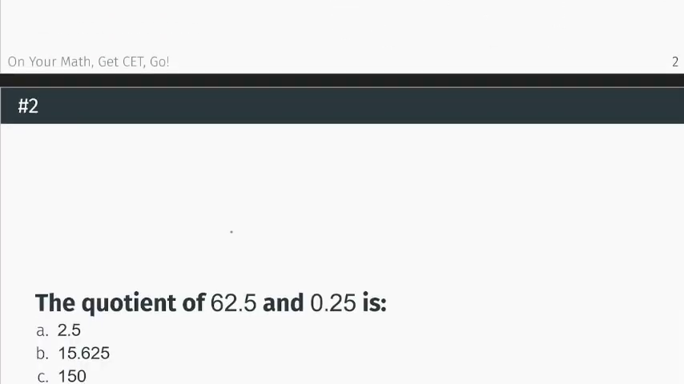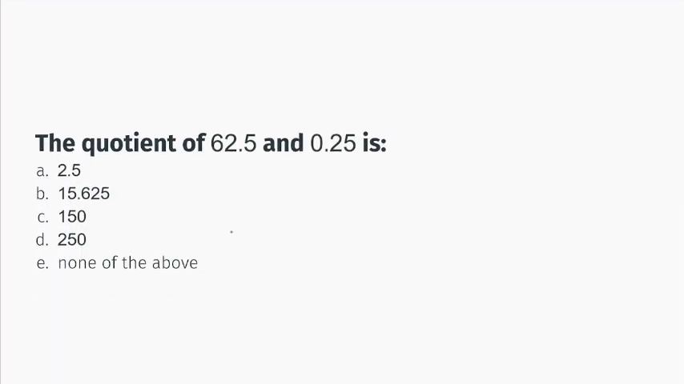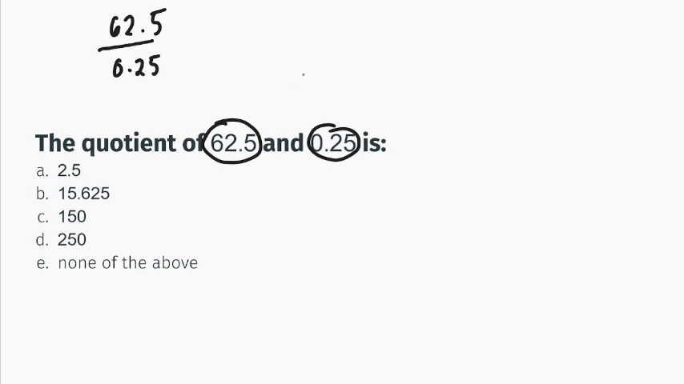Let's move on to the second question. For the second question, the quotient of 62.5 and 0.25 is which among these? Essentially, we're going to divide 62.5 by 0.25. What we can do here is use the fact that 0.25 is actually equal to 1 over 4 as a fraction. So it's easier to handle fractions in this.